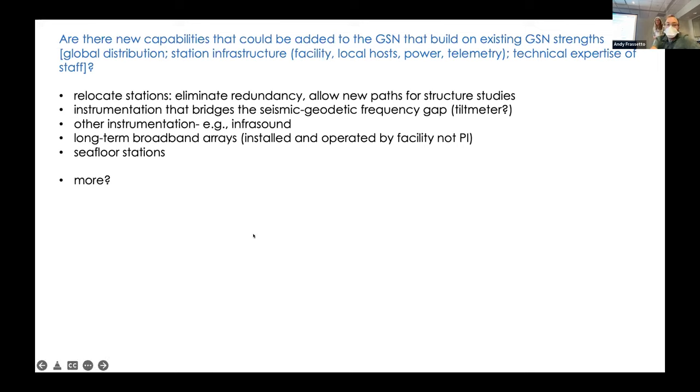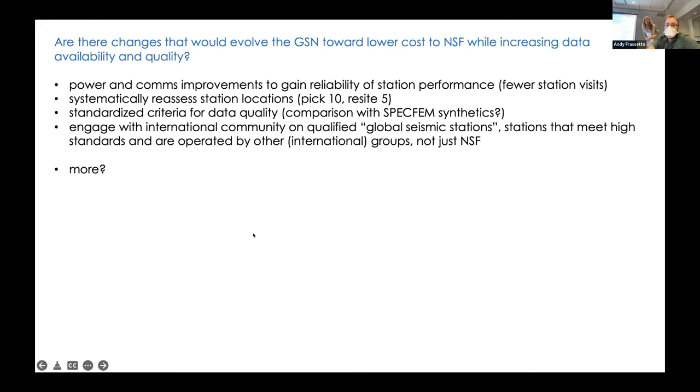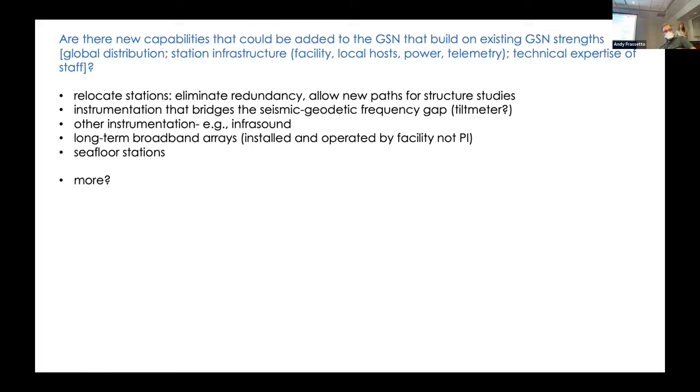Next slide. Let's see. So my next slide is, are there changes that would... Bob, go ahead. Bob, did you want to say something? Yeah. I just have one suggestion on capabilities.